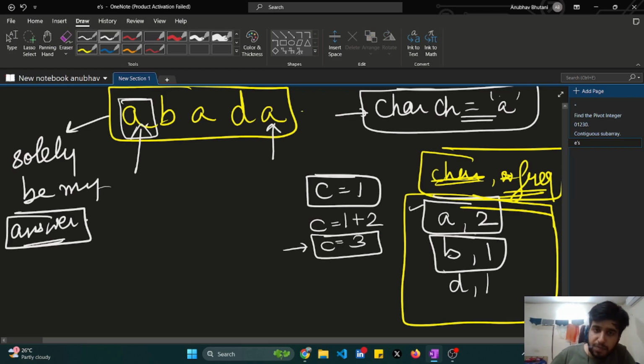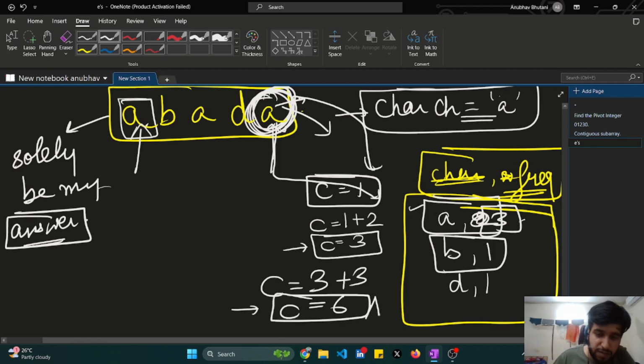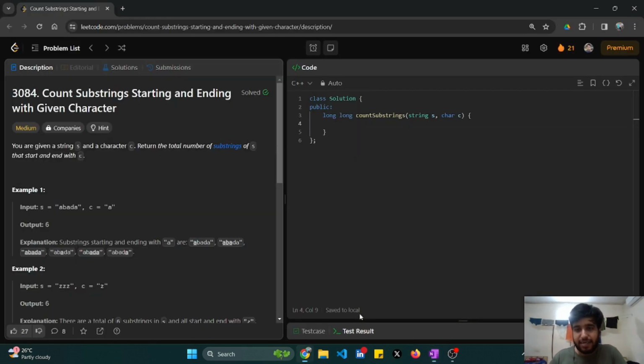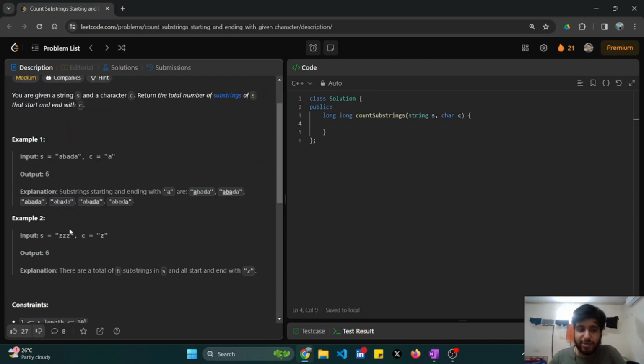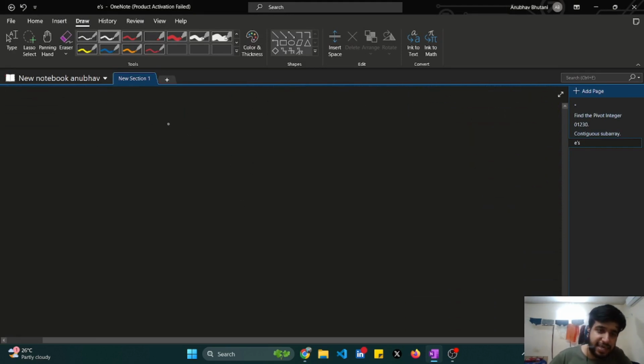Is A present in my map? First, what you have to do is increase its frequency. Yes, because if I don't increase it, then this element would be ignored. So I increase its frequency, it becomes 3. Then I'll check if it is present in my map. Yes, it is present. So I'll increase my count by 3. So my count becomes 6 for this case. Is it the correct answer? Yes, 6.